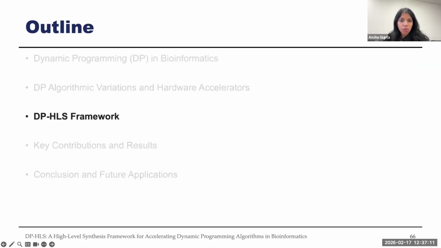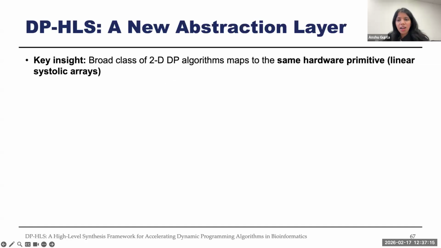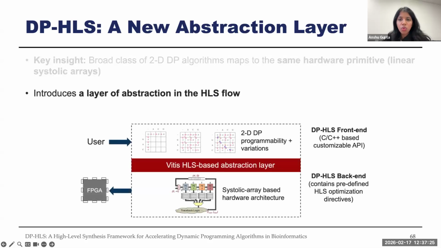Now, keeping these 3 objectives in mind, we introduced a new framework called DP-HLS. The main insight behind DP-HLS is that a broad class of dynamic programming algorithms follow the same hardware primitive, that is, linear systolic array architectures. So we created a new layer of abstraction on top of HLS, leveraging this insight, which separates the front end and the back end, where the front end gives you the programmability and the back end gives you the flexibility.